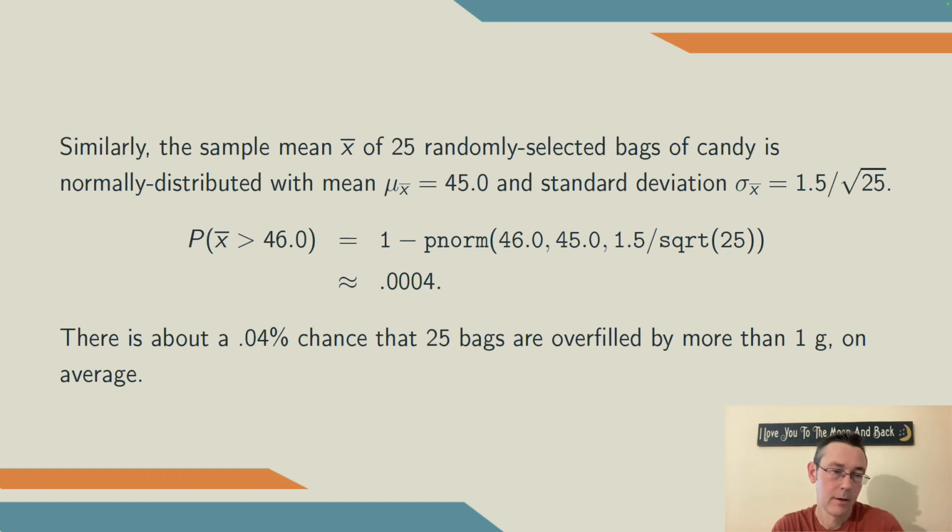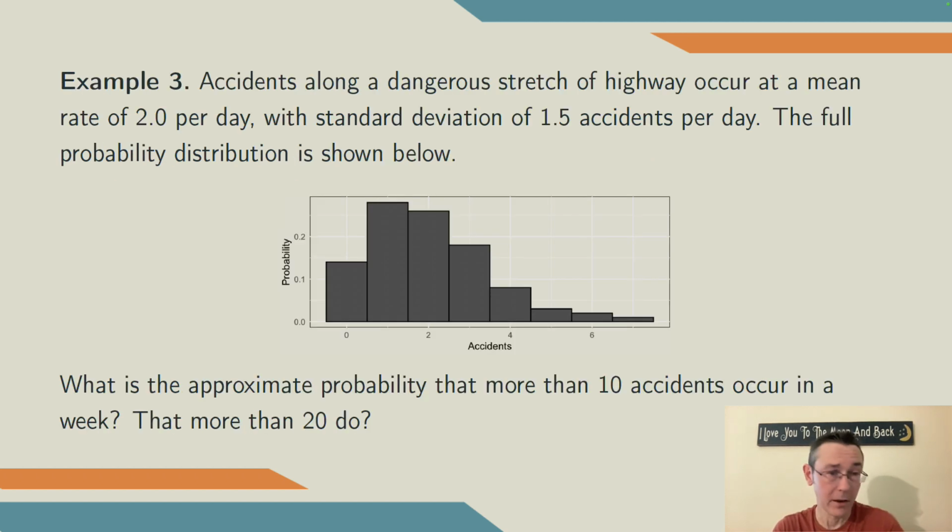Finally, when you have a sample of size 25, the standard deviation gets even smaller. The center, the mean, stays the same, of 45, but now the standard deviation is 1.5 divided by the square root of 25, so it's down to 0.3. We do the probability that x bar is greater than 46 by doing 1 minus the probability that it's less. 1 minus p norm, 46, 45, 1.5 divided by 5. We get about 0.0004. So there's only about a 0.04% chance that 25 bags are overfilled by more than 1 gram on average.